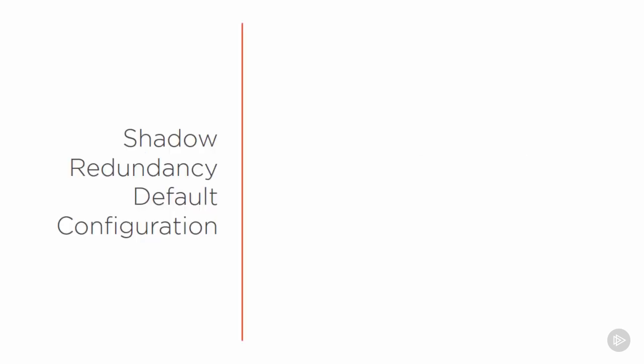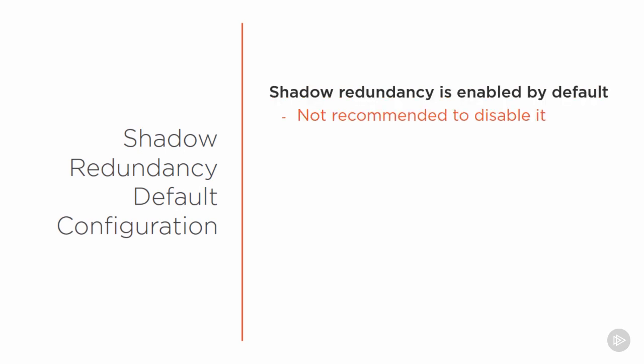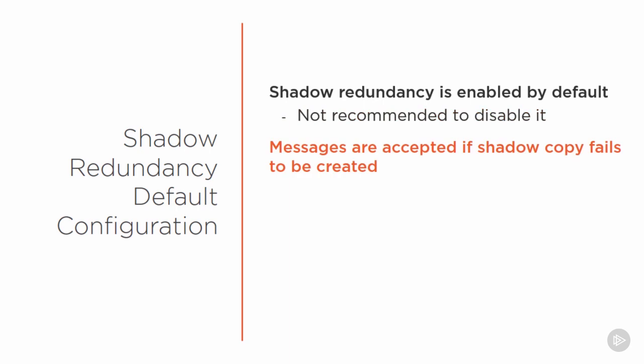Shadow redundancy is enabled by default. This is an organization-wide setting. It's not a per server setting. And the recommendation is you should just leave it enabled. The other configuration to consider is whether to accept or reject messages if the creation of the shadow copy fails.